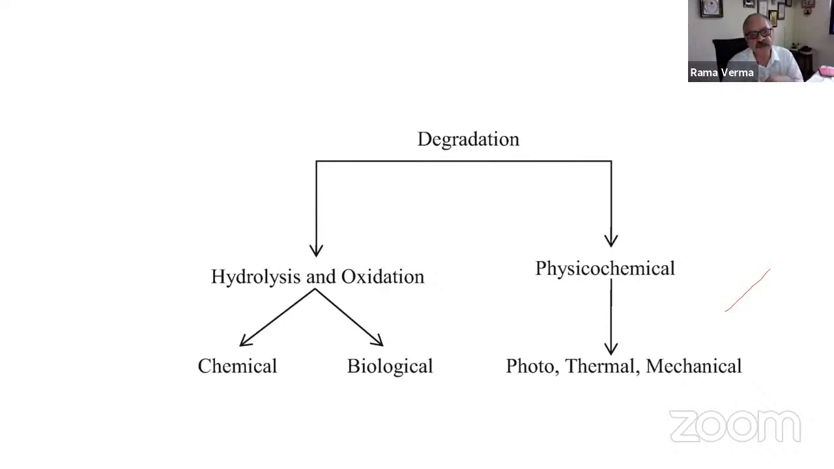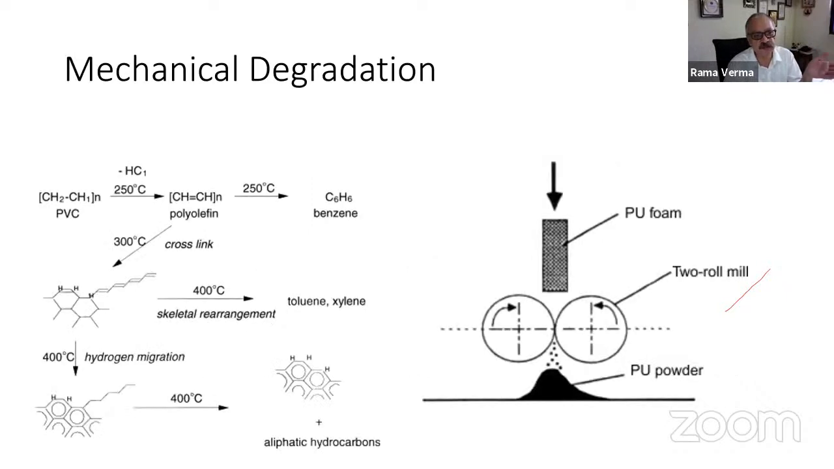Hydrolysis means degradation in the absence of oxygen, and oxidation means the presence of oxygen; the biological and chemical degradation happens. Mechanical degradation means you use some force to make small pieces. Here is a mechanical degradation: you can have two rolling bottles, put a big plastic in, and it can degrade into powder form.